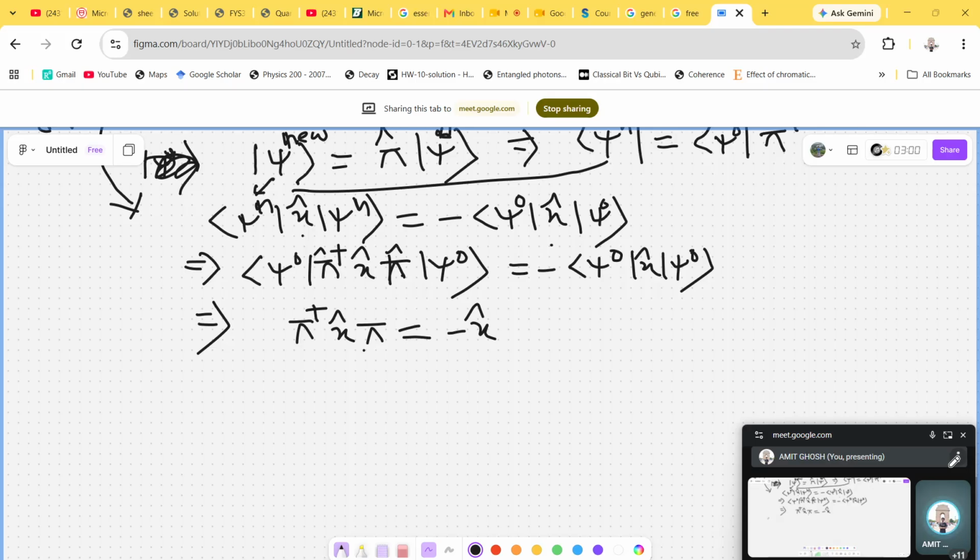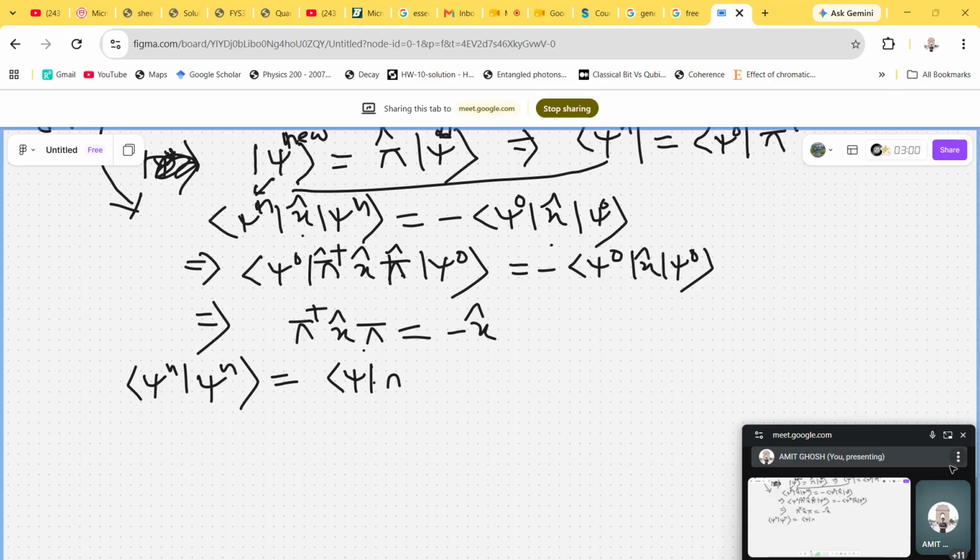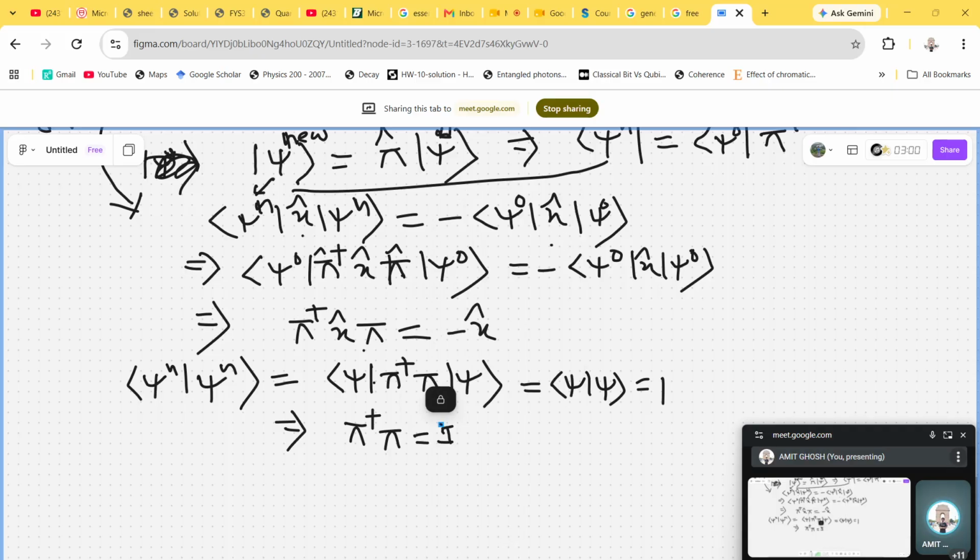Also your states are normalized, right? So ⟨ψ_n|ψ_n⟩ equals, this is given by ⟨ψ|Π†Π|ψ⟩ equals ⟨ψ|ψ⟩ equals 1, right? So that implies the parity operator Π†Π equals the unitary matrix or 1.